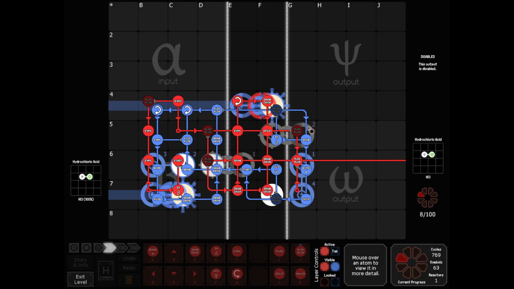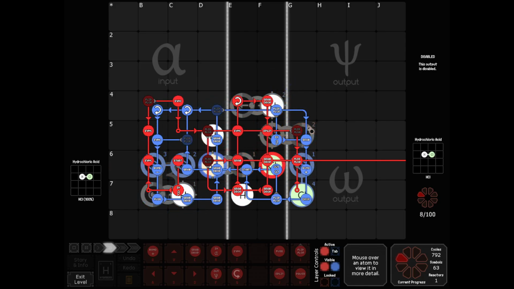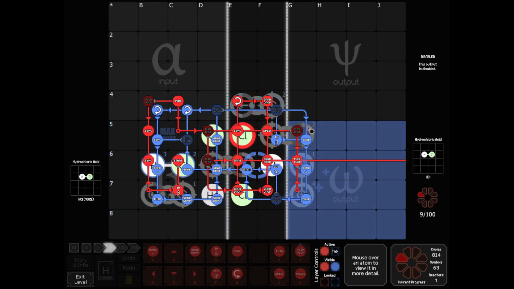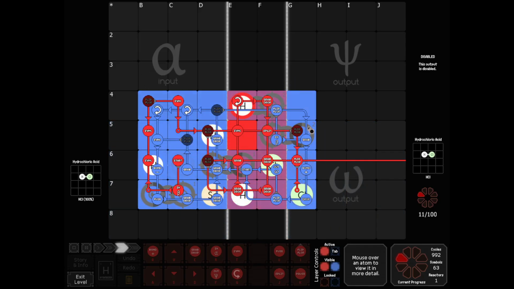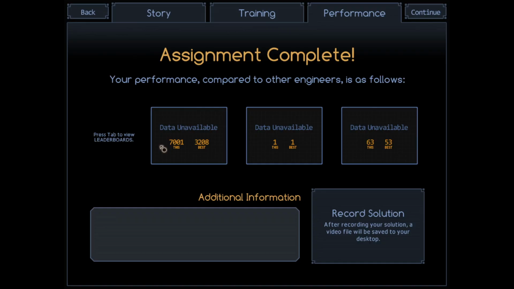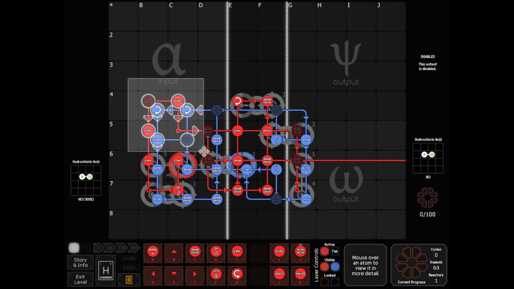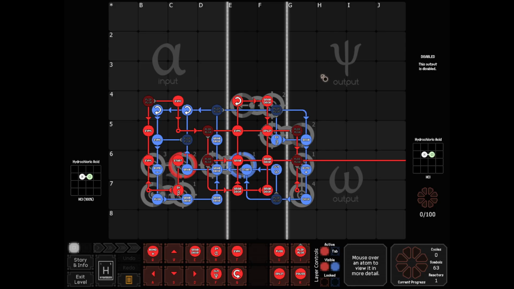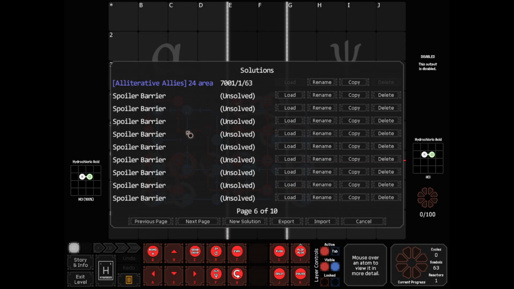Okay. That is this solution. Takes 7001 cycles and 63 symbols, but most importantly, an area of 24. So with that out of the way, we can already get into the top 3 solutions.